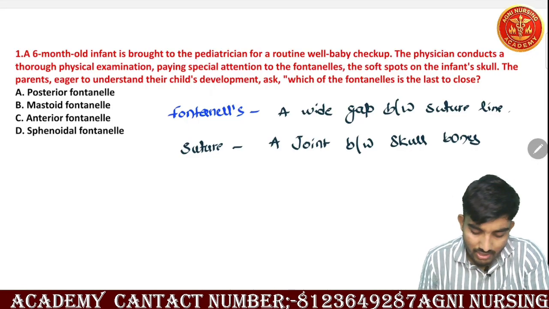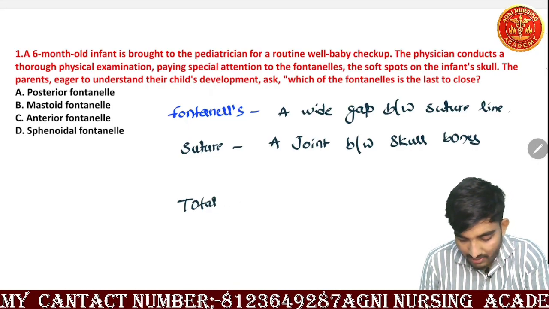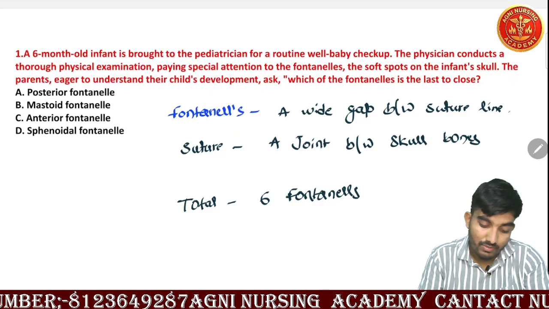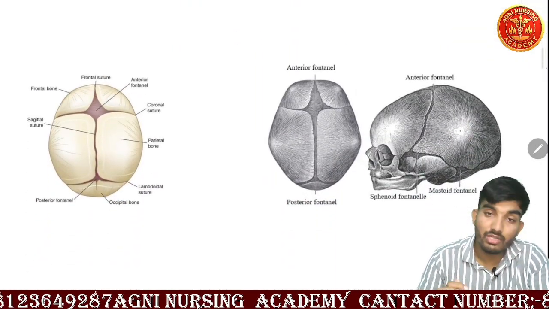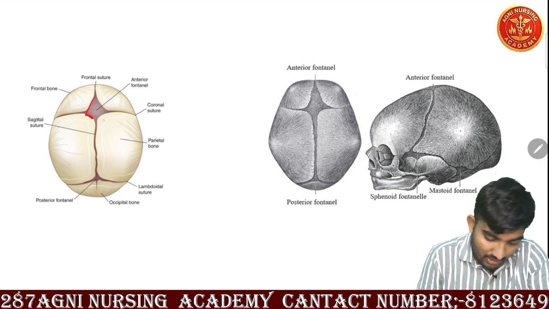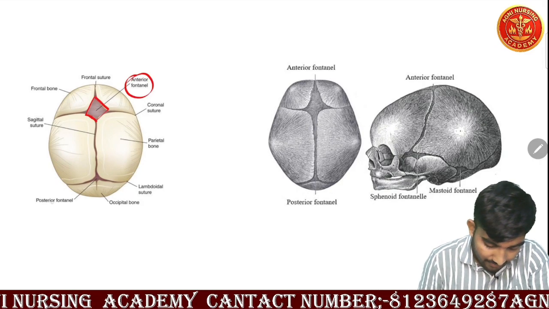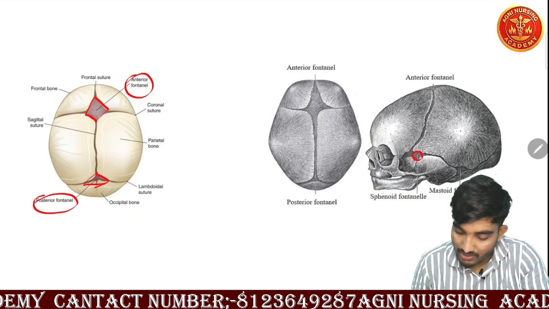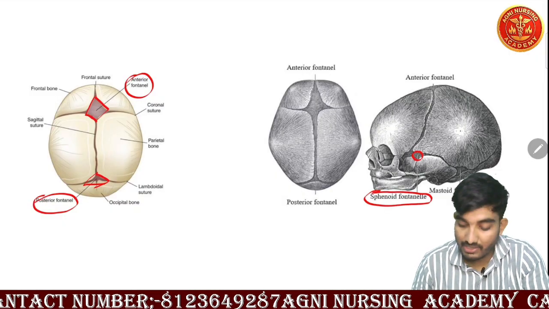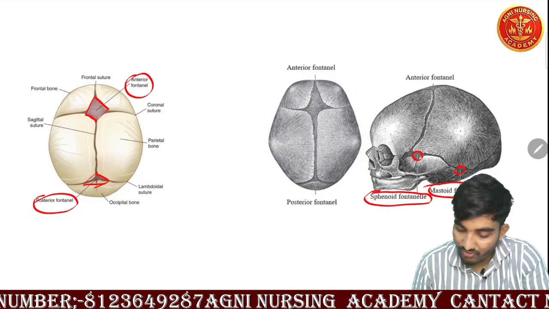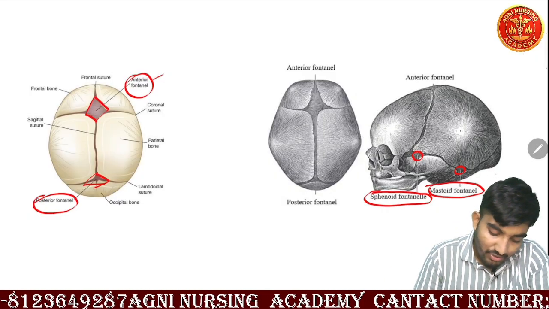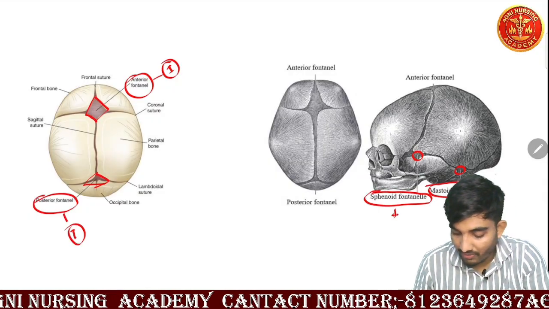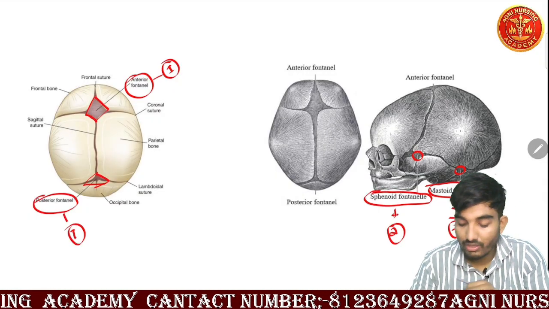And in total, how many fontanelles are there? Total 6 fontanelles are present. Which all are those? I will show in the image. This one is the anterior fontanelle. This one is the posterior fontanelle. This one is the sphenoid fontanelle, which is present on both sides. And mastoid fontanelle. In number, anterior fontanelle 1, posterior fontanelle 1, sphenoid fontanelle 2, mastoid fontanelle 2.